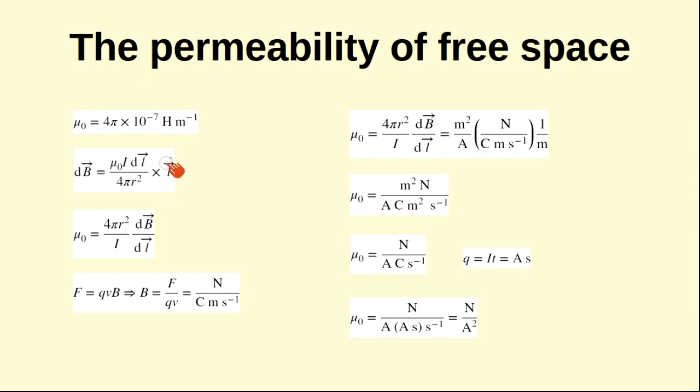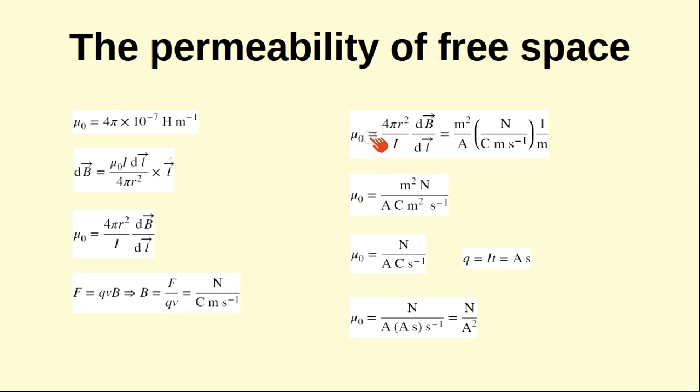If we get rid of the unit vector because it's purely just a number, and rearrange in terms of mu naught, you have 4 pi r squared over I, dB by dl. Now of course force is QvB, which is charge times velocity times magnetic field, which means that B is the force divided by charge times the speed. So the force is measured in newton, charge is measured in coulomb, speed is meters per second.